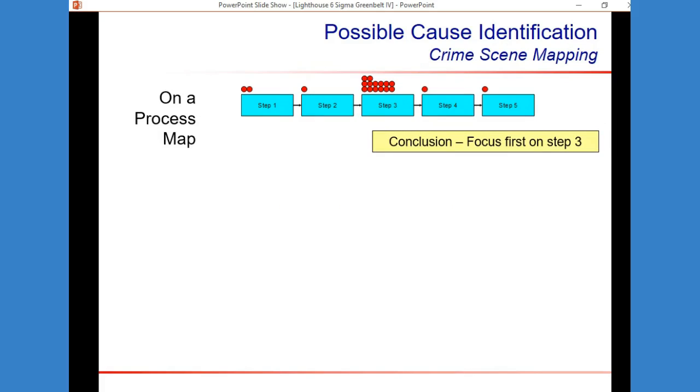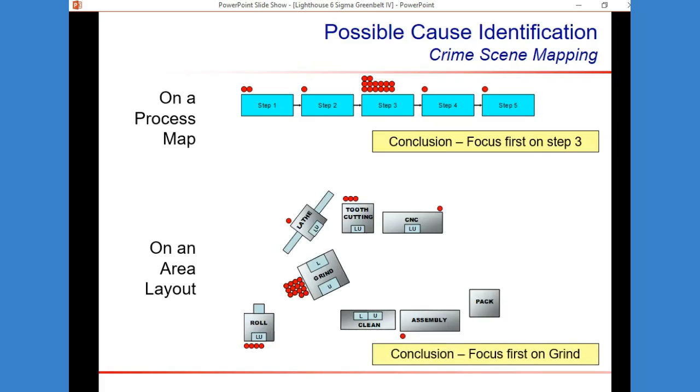So a process map becomes a crime scene map when we put a number of dots or a number on each step, or you have a map of your cell or your work area and you've got numbers or little dots to be able to identify this is how many times something's gone wrong there. So in this map, most of our dots are on the grind process. So again, if I was going to go look at what's going on in that area, where am I going to go first? I can identify and say, well, I'm going to go look at what's going on in the grind area, because we've had that many issues there.